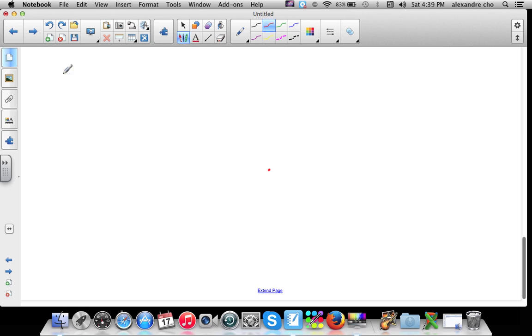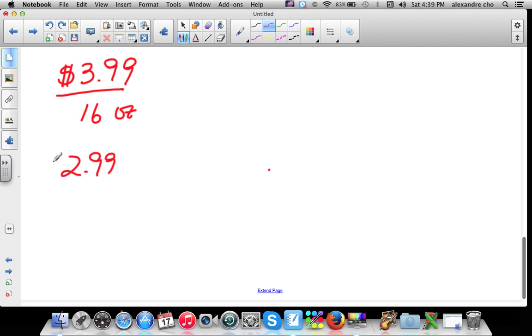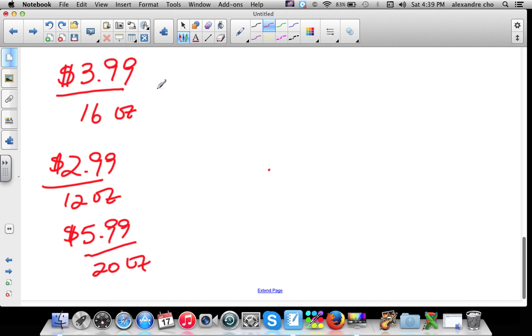Find a better deal. This one actually became a problem because two of them have the same answer, sort of very close. $3.99 over 16 ounces of candy. Then we have $2.99 over 12 ounces of candy. And then we have $5.99 for 20 ounces of candy. I want to find a better deal here.